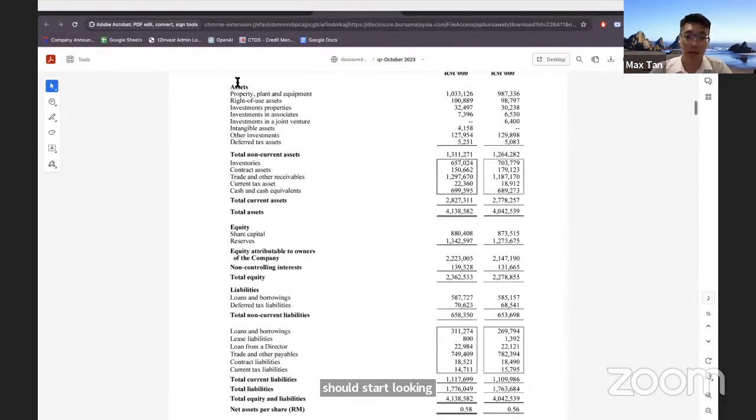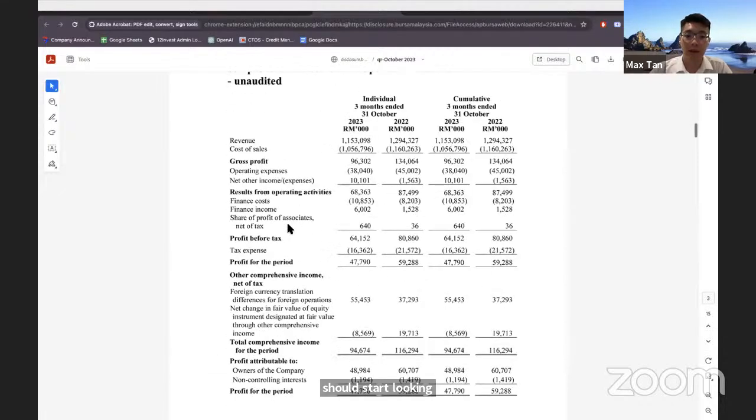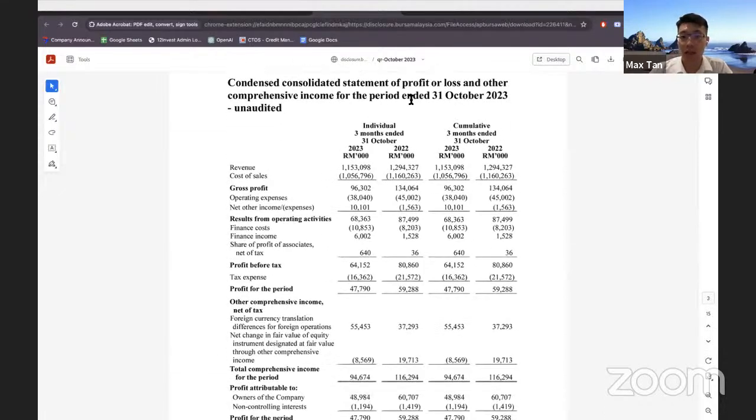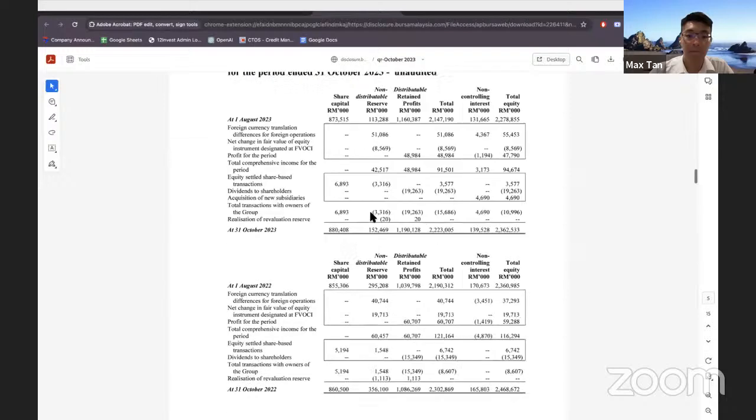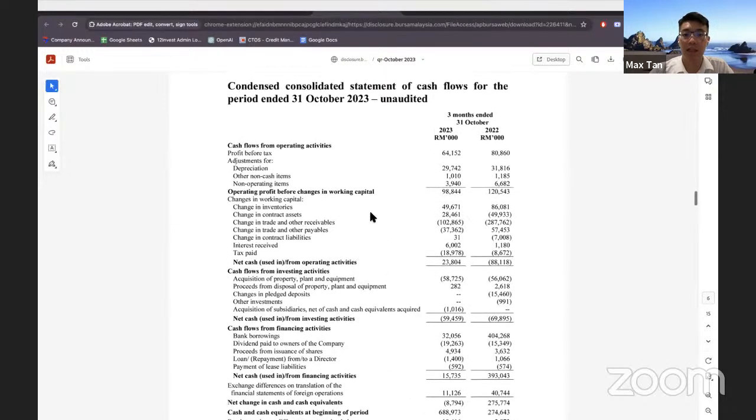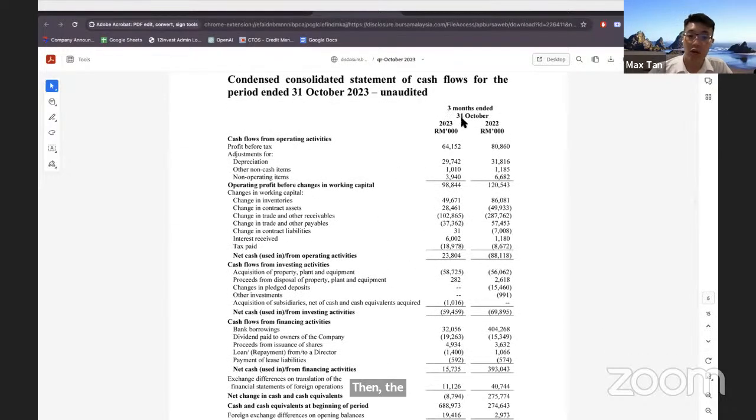It states how much asset and liability you have, and also your profit and loss statement, which shows whether you are making money or making losses. What happened to you? Then the lifeline or the blood for every company, which is the cash flow, right?